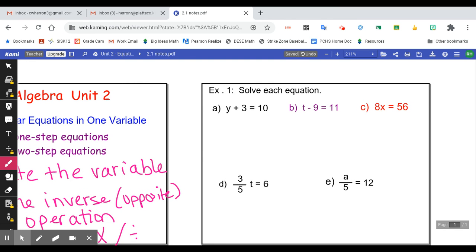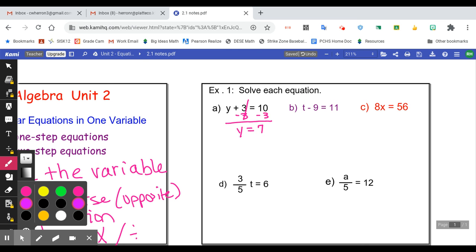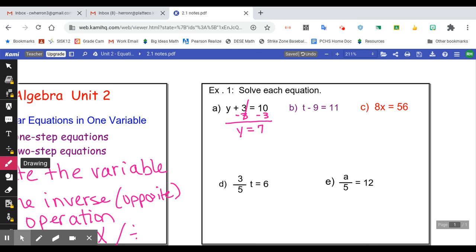So we have over here y plus 3 equals 10. We need to do the opposite. And if this is adding 3, then we need to subtract 3 from both sides. Until we get a lot better at these, I want everybody to be showing their work every time for every step, okay? Now, one thing I do want you to remember to do every time, especially on a test, is to be checking your answer.